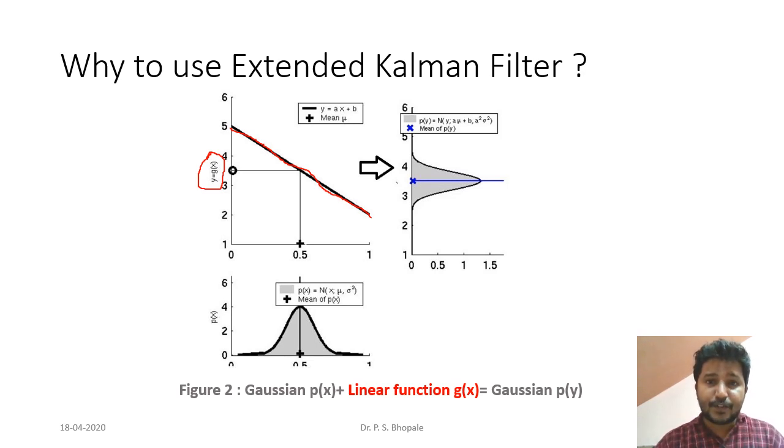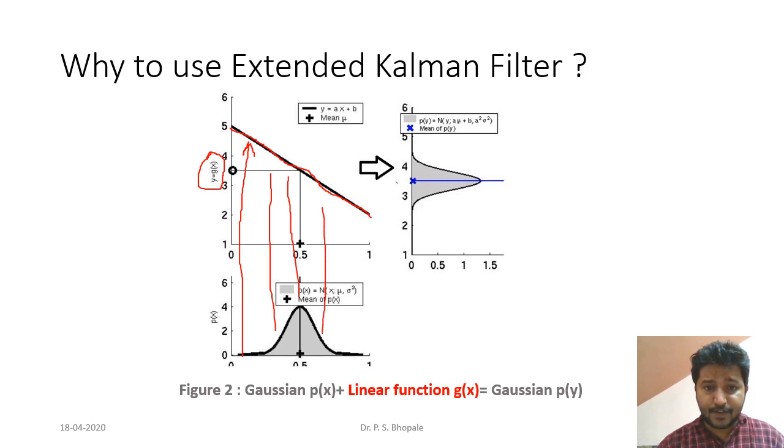Whatever input we are considering will have some distribution or covariance. Now when this covariance is a Gaussian covariance, and it is transferred through this linear function, we get an output, and the output will again have a Gaussian distribution.